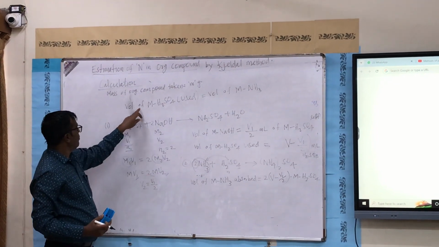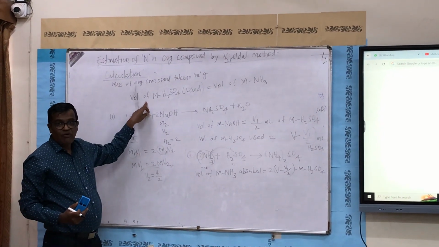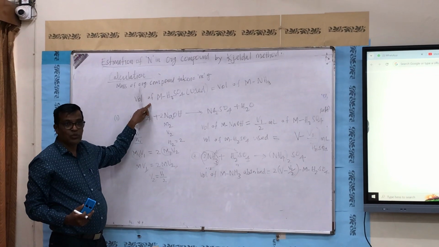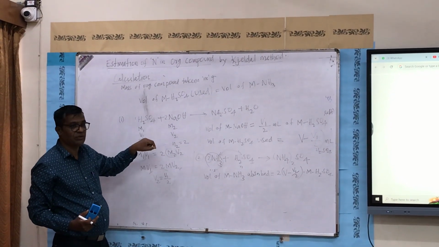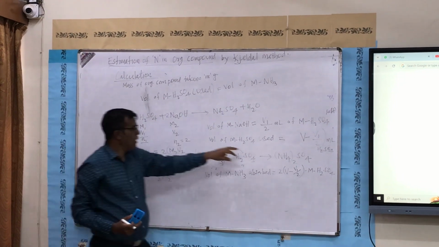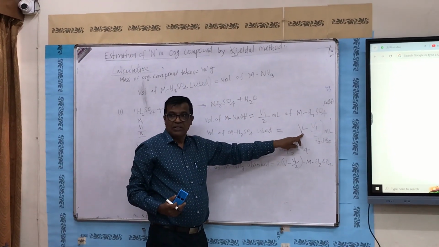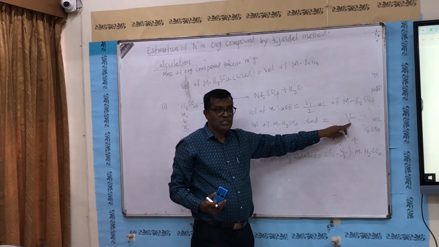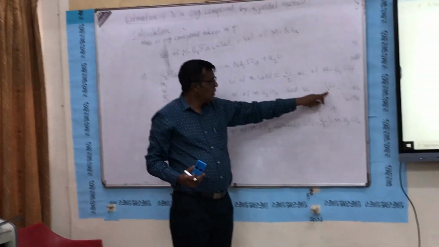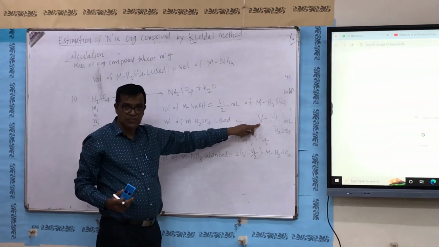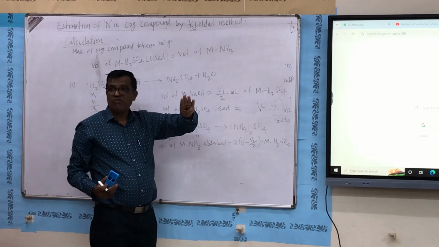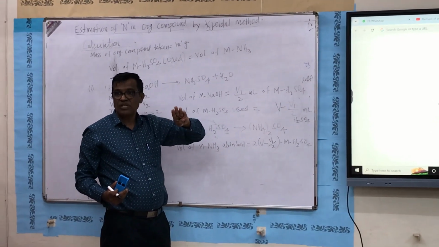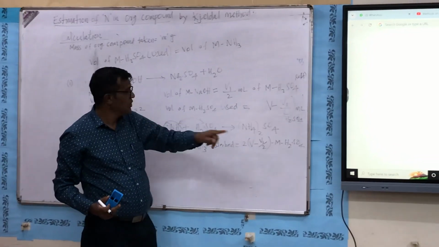First step, we have to find out the volume of sulfuric acid used. For the volume of sulfuric acid used, what you have to do? Back calculation. First you will say V mL of standard acid is taken. Inside that V mL of standard acid, ammonia is absorbed. So when ammonia is absorbed, ammonia will neutralize some volume of sulfuric acid. How much volume of sulfuric acid will the ammonia neutralize?